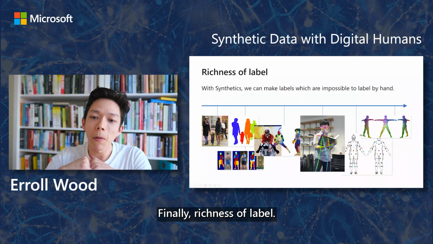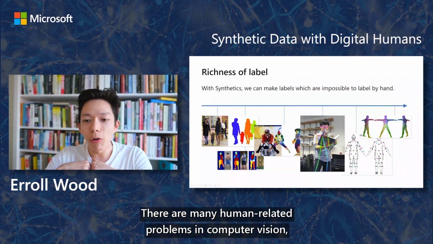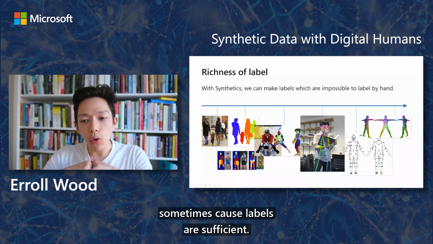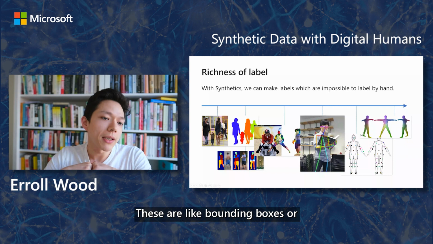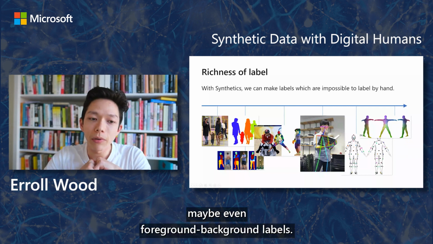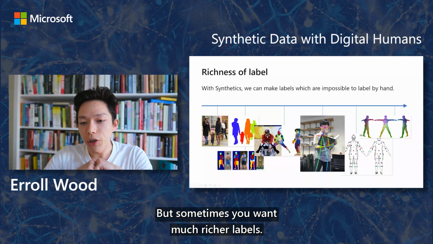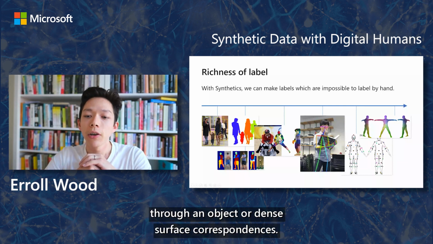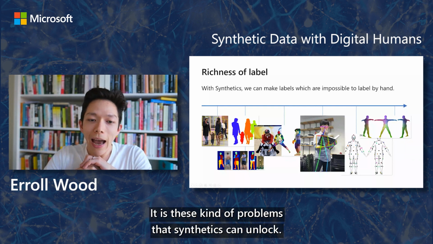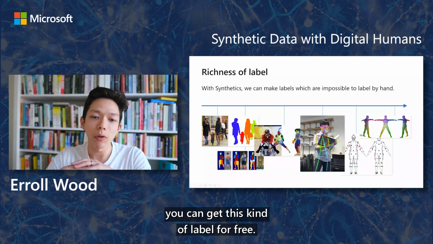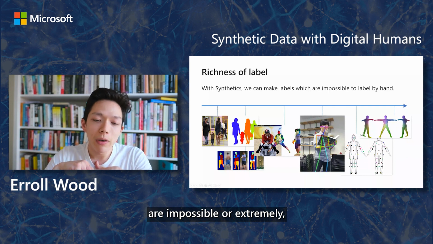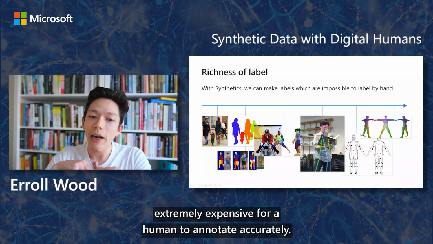And finally, richness of label. So there are many human-related problems in computer vision, and they all require different types of label. And sometimes coarse labels are sufficient. So these are like bounding boxes, or maybe even foreground, background labels. But sometimes you want much richer labels. For example, really accurate skeletal joints that you see through an object, or dense surface correspondences. And it's these kind of problems that synthetics can unlock. So with synthetics, when you do a render, you can get this kind of label for free. So these are the kind of labels that are impossible or extremely, extremely expensive for a human to annotate accurately.